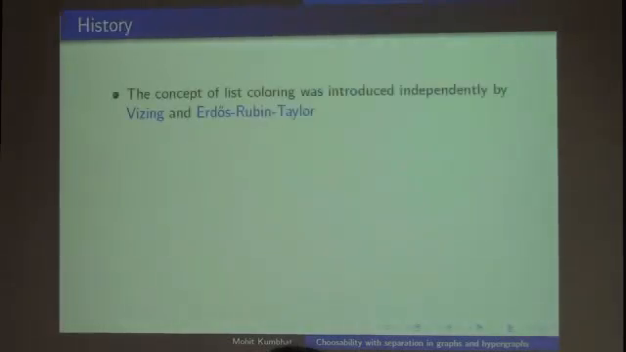Some history. The concept of list coloring was introduced independently by Vizing and Erdős, Rubin, and Taylor. For a few simple graphs, we know the values actually. For the complete graph on n vertices, both chi and chi_L are n. It's very easy to see. I'm assuming all of you know what a complete graph is. If anyone doesn't understand anything, please ask.